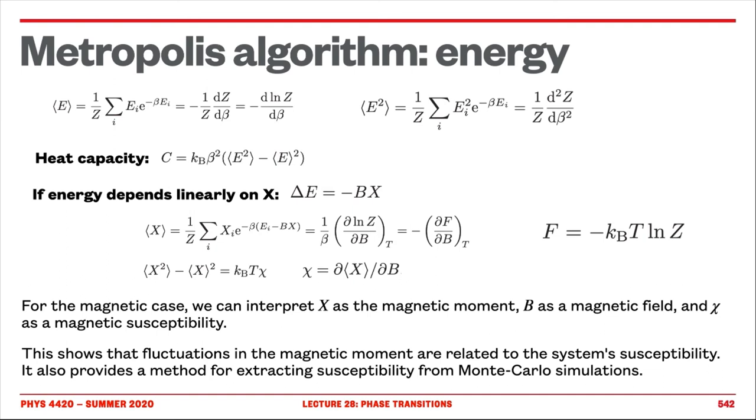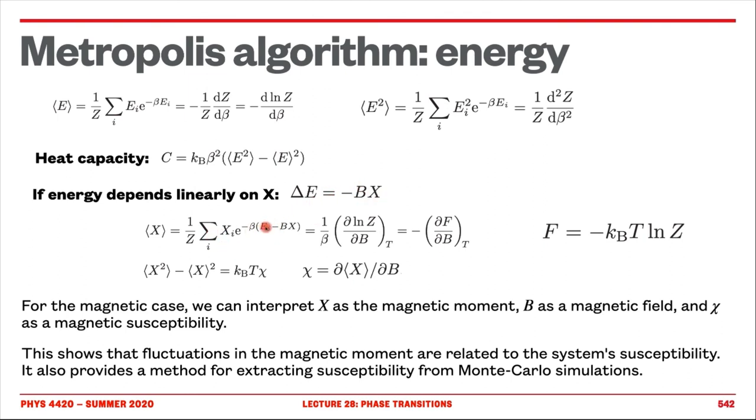Good. Now suppose that the energy, for some reason, depends linearly on some variable X with a B here. It could be, for example, the magnetic moment or the magnetic field. The minus comes from the fact that it stabilizes the system for the variable described by X and by B to be aligned. Think about a magnetic moment and an external magnetic field, for instance. So when we have that, we can calculate the expectation value of X, which one more time can be obtained by including these terms here. This is a correction on the energy.